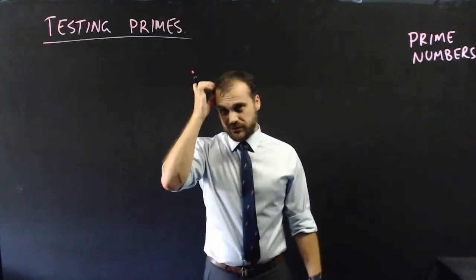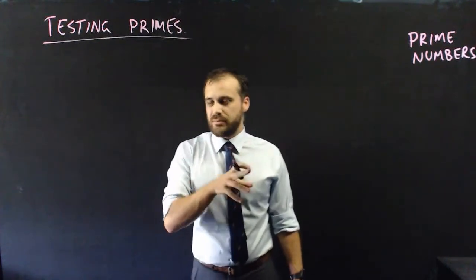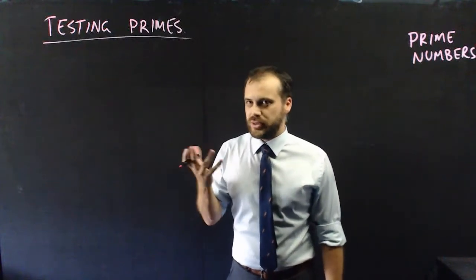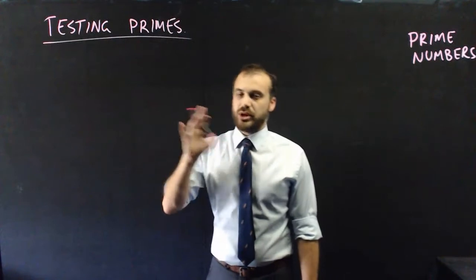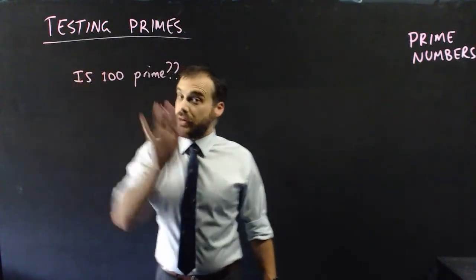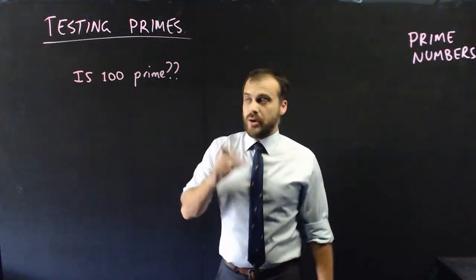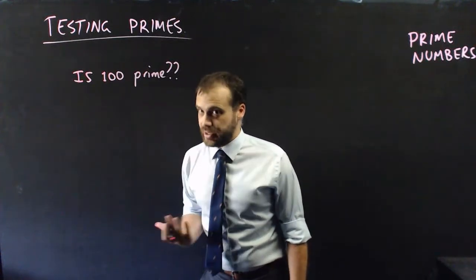So one thing you want to be able to do is test for primeness, to be able to figure out whether a number is prime or not. And it doesn't take as much work as you might think. Now, to do this, I'm going to do it first with a number that I know isn't prime. So I've got the number 100 here. Now, everyone knows that 100 isn't prime. I'm sure you can think of some factors. When we test for primes, we have to test systematically.